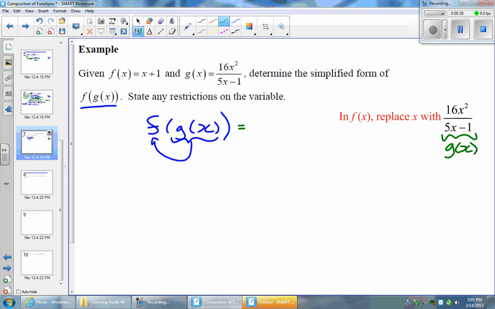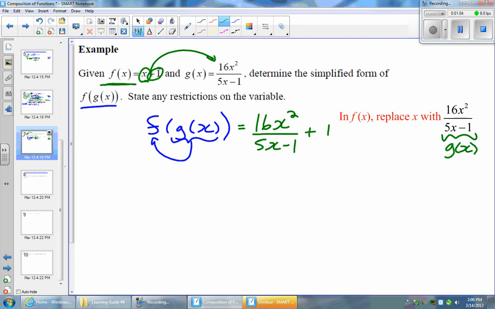First, I have to take a look at the first function here, which is f of x. Notice that we do start out with an x, but instead of an x, you're going to rewrite it as that expression right there. So you have 16x squared over 5x minus 1, and don't forget, we do have another part of the function, which is adding 1.